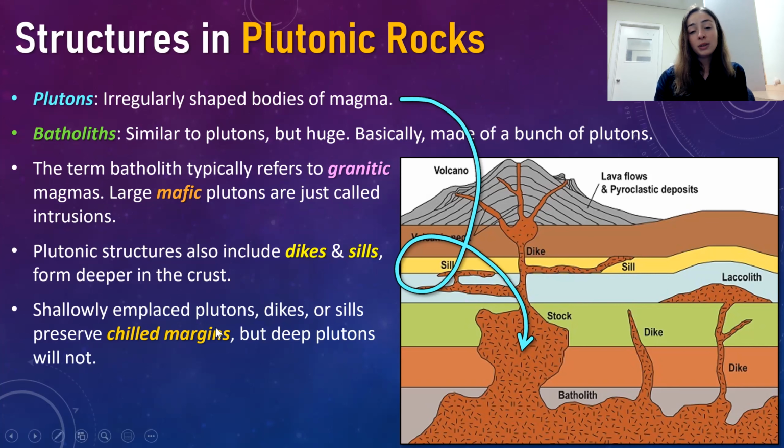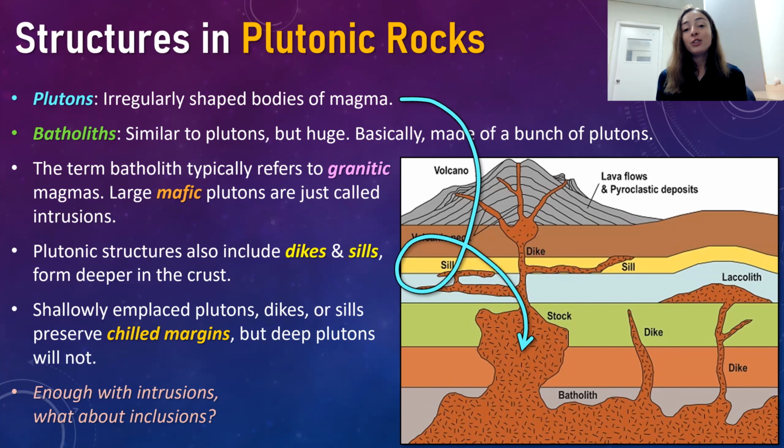However, only shallowly emplaced plutons, dikes, and sills can preserve chilled margins, and those that cool deeper down typically won't. And sorry, this is meant to say plutons, dikes, and sills as well. This also applies to dikes and sills, and that's because deeper in Earth's crust, you're not going to get the same immediate cooling that you would on the margins of the dikes, sills, or plutons. You're going to get a pretty much slow cool of everything in the dike, sill, or pluton, and everything's going to remain relatively coarse grained.